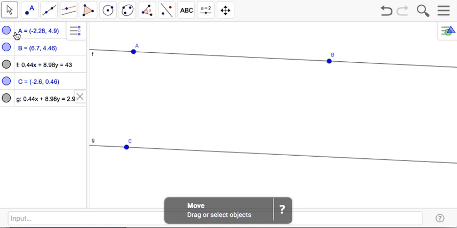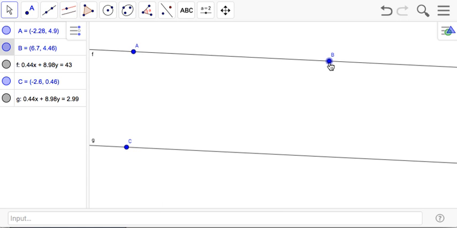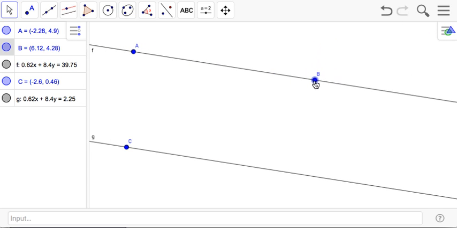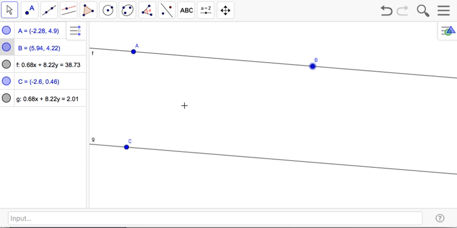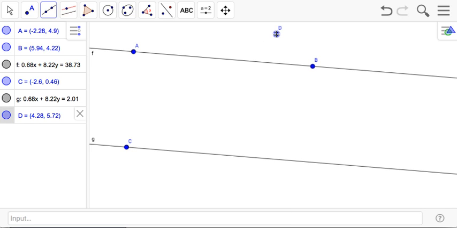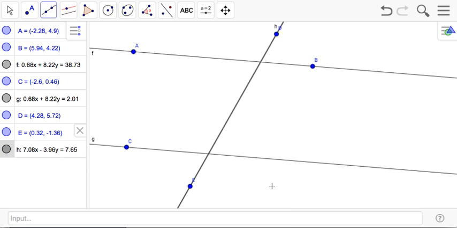You'll notice that if I choose to move the first line, the second line always stays parallel to that first one. I'm now going to draw a transversal, so I'll go back to the line tool and draw a line that intersects the two parallel lines.